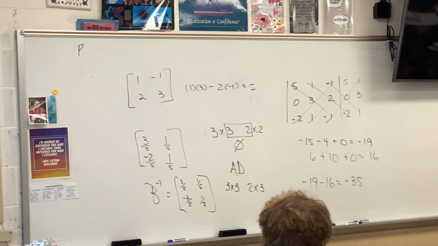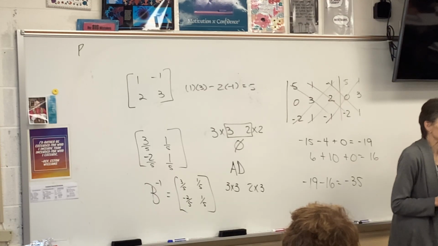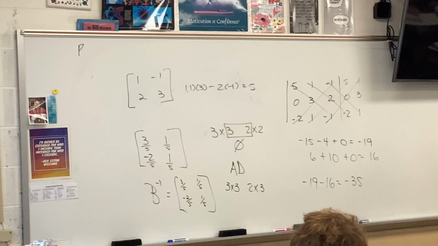What is a square matrix? Same number of rows as columns. That's how you get to the square, right? Length and width are the same. Rows and columns are the same.